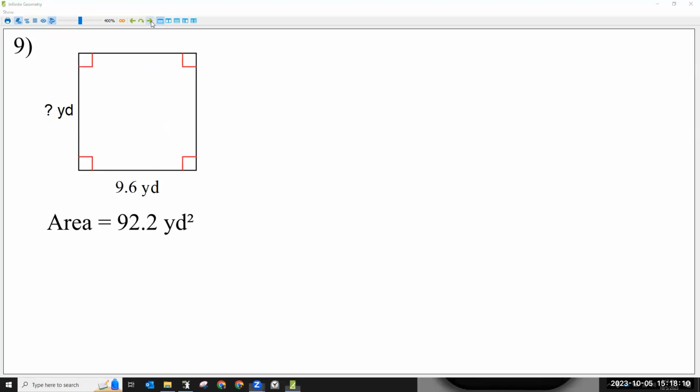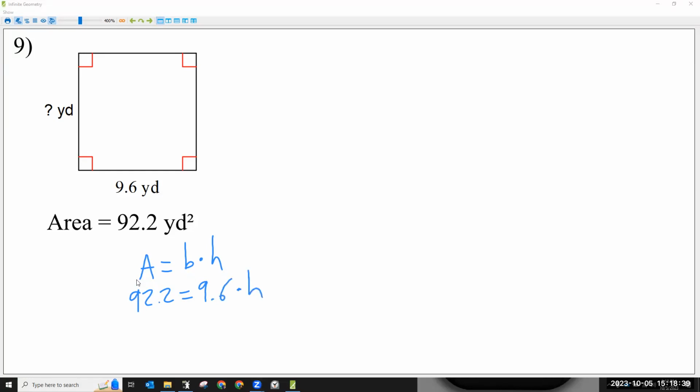Going backwards, we're going to do the same thing. So I think, okay, area equals base times height. No, not 1/2, because we're not doing a triangle. So my area is 92.2. My base is 9.6.